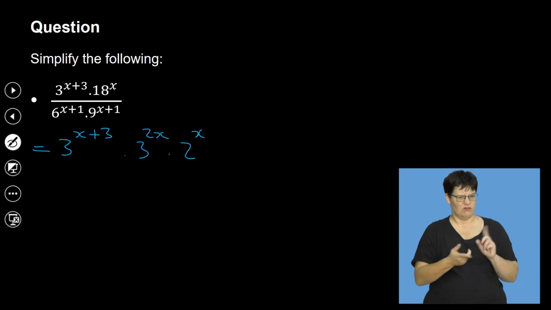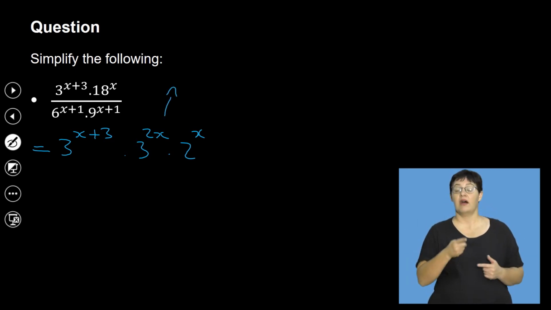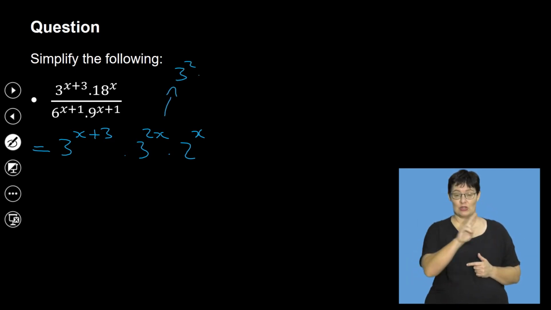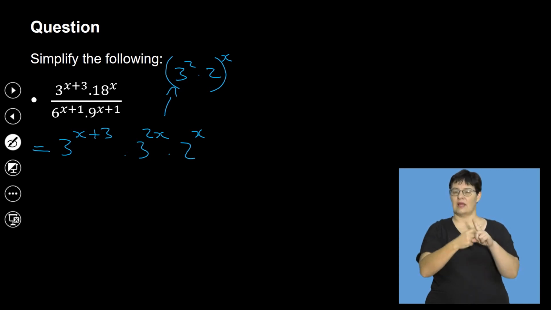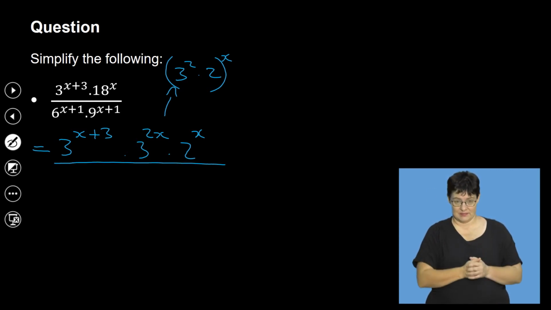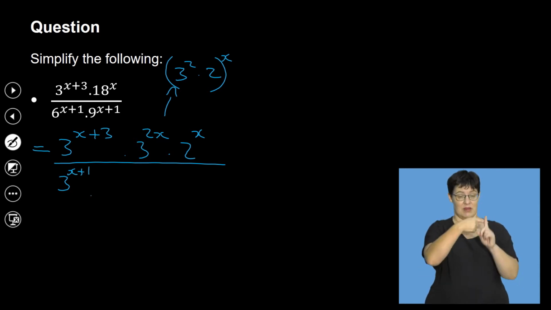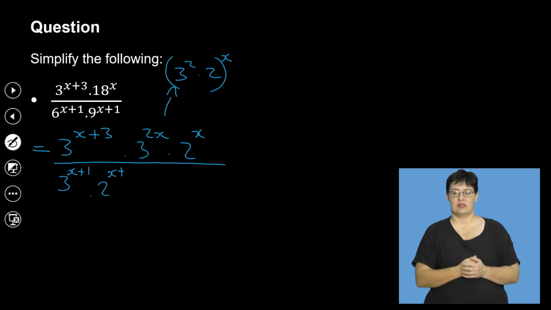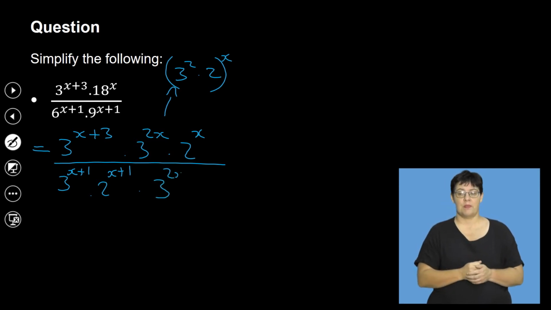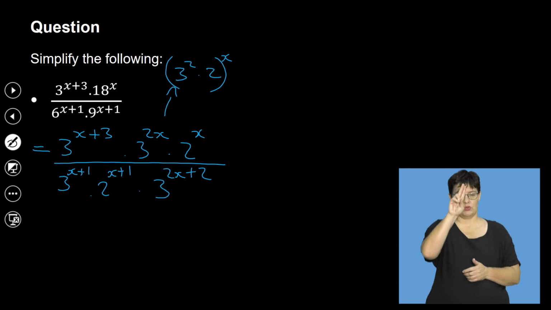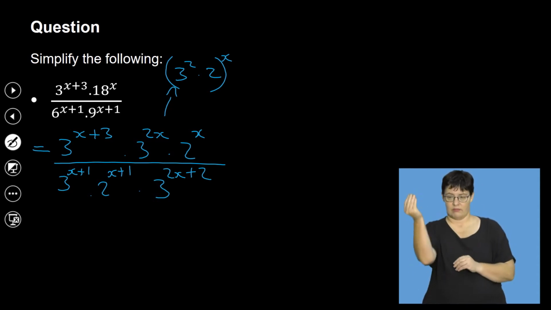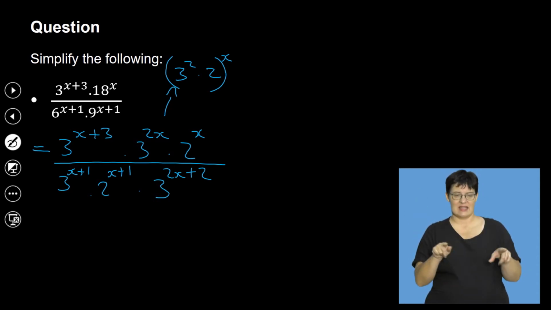Where does that come from? It comes from me having 3 squared multiplied by 2, all raised to the exponent of x, right? Because it's 9 times 2, which is the 18. Divided by, here it will be 3 to the exponent of x plus 1 times 2 to the exponent of x plus 1 times 3 to the exponent of 2x plus 2, right? Because I'm going to distribute my 2 there. 9 is the same as 3 squared.